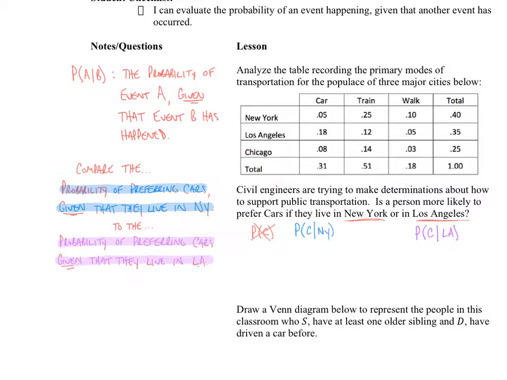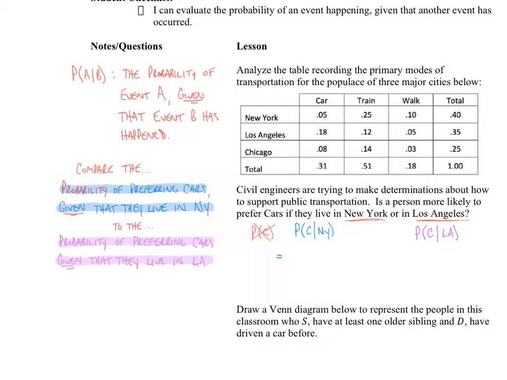So let's work with that. If I want to find the probability of someone choosing a car given that they live in New York, I'm only choosing from the people in New York. So my denominator shouldn't be 100% anymore. It shouldn't be 1. It's going to be only the people who live in New York.